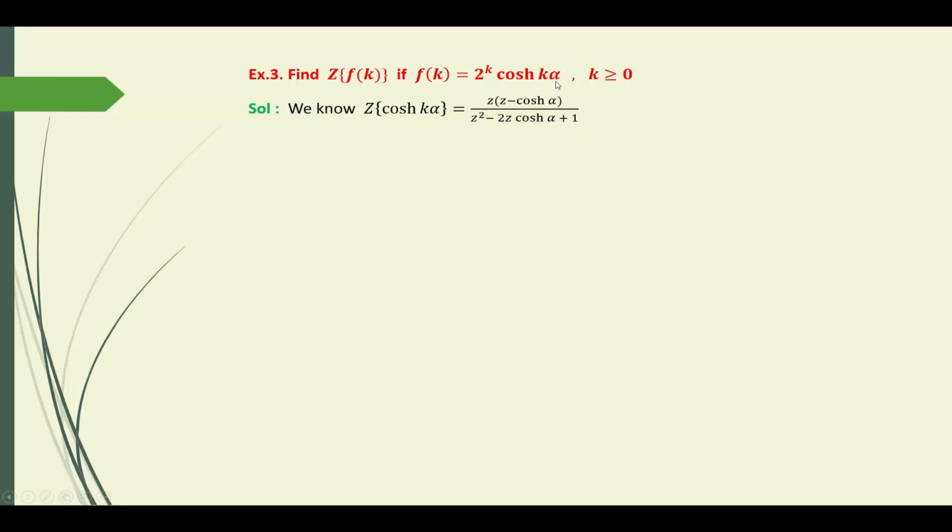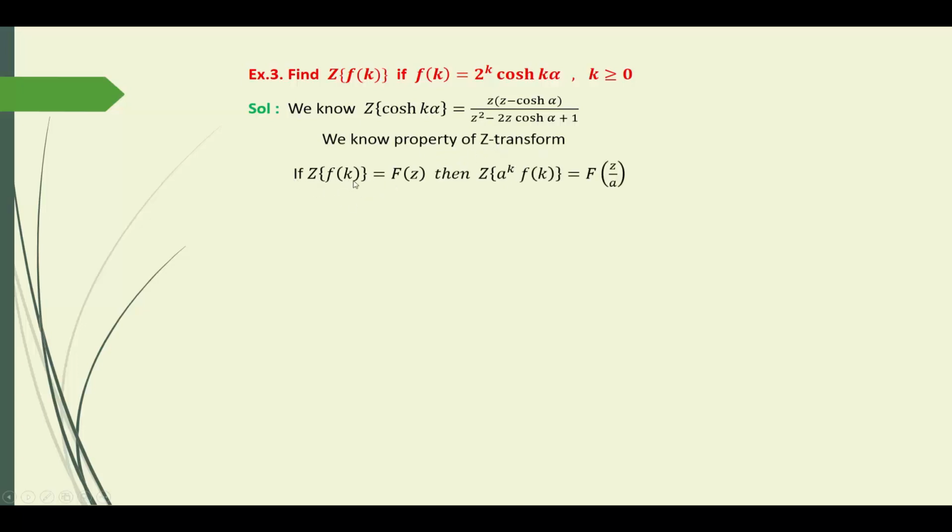Instead of only cos k alpha, here we have 2 raised to k into cos k alpha, which means we multiply cos k alpha by 2 raised to k. So for that we know the z transform property.